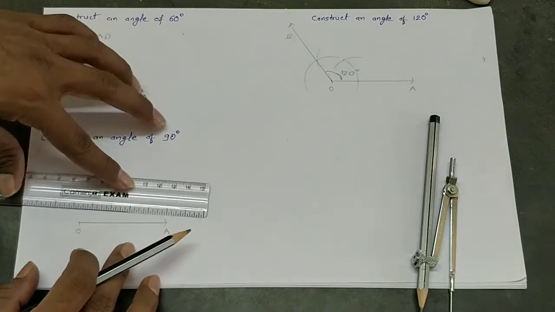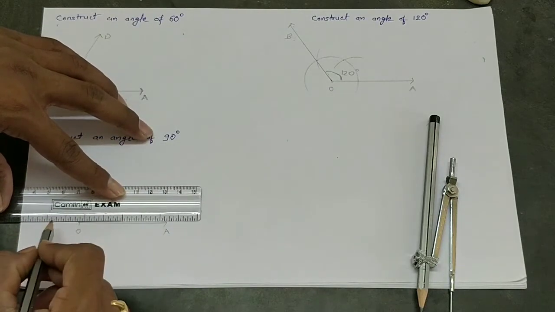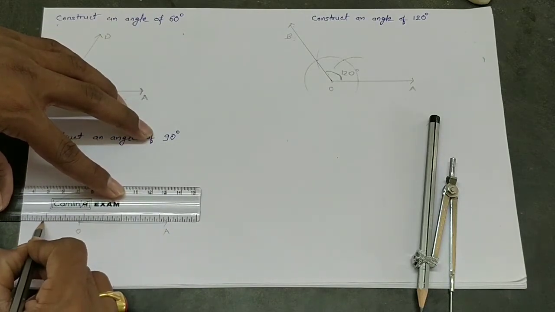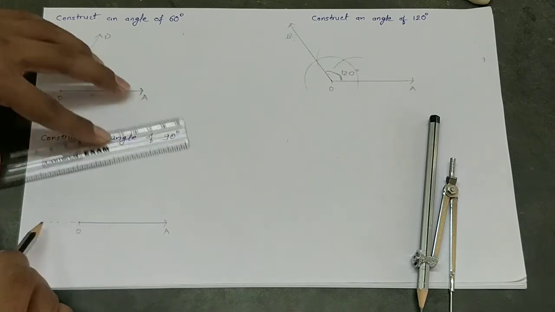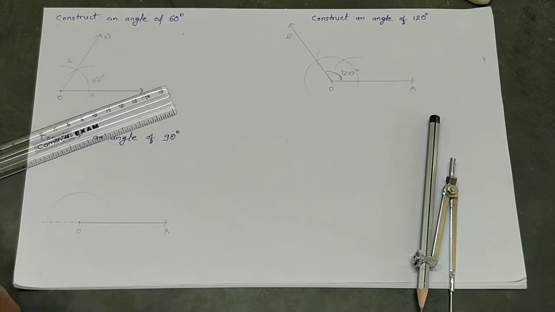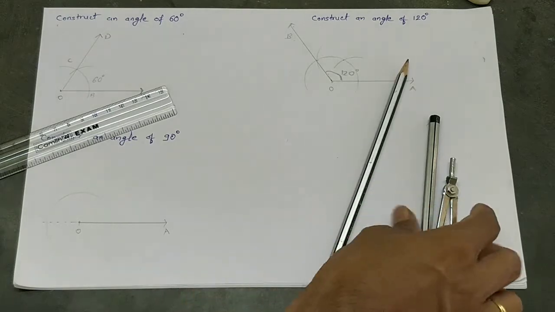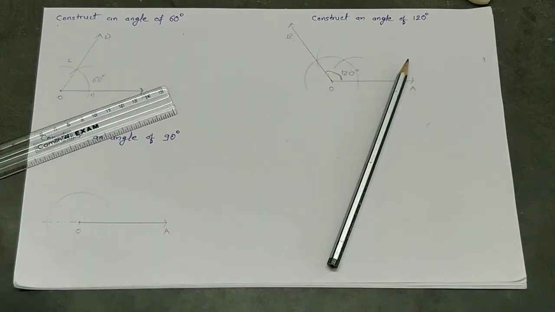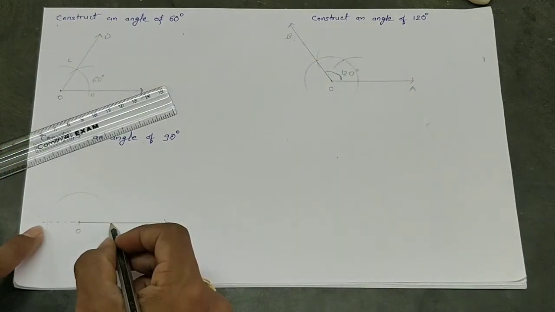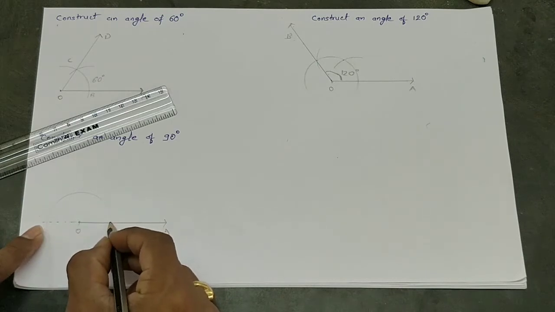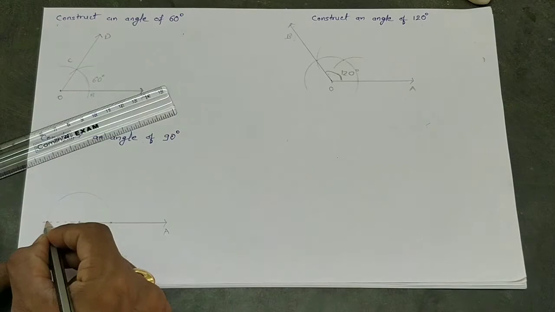Now I am going to extend this line with a dotted line from point O till this point. Now as you can see, I can get these two different points cut by this arc. I'll mark this point like this.